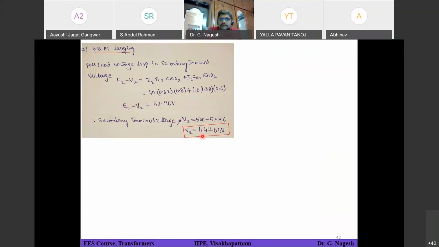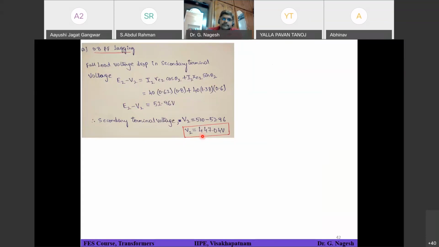Which is 447.04 volts. That means from an ideal value of secondary terminal voltage, which is expected to be 500 volts, in reality you are going to get only 447 volts. This much deviation you are getting because of the current and the leakage reactance present in your transformer winding for 0.8 power factor lagging load.